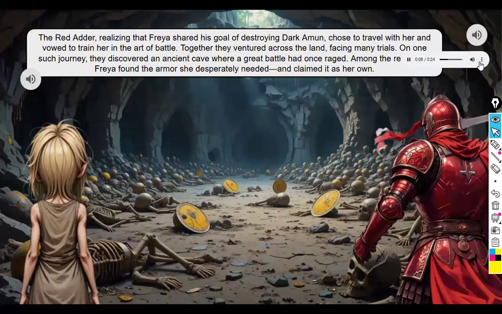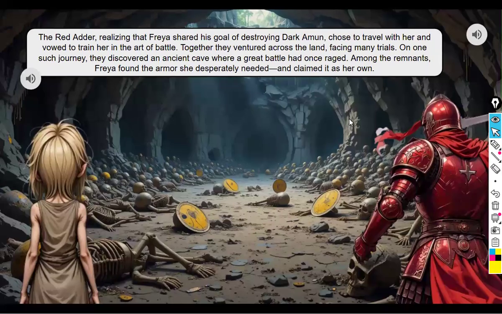The Red Adder, realizing that Freya shared his goal of destroying Darkamun, chose to travel with her and vowed to train her in the art of battle. Together they ventured across the land, facing many trials. On one such journey, they discovered an ancient cave where a great battle had once raged. Among the remnants, Freya found the armor she desperately needed and claimed it as her own.